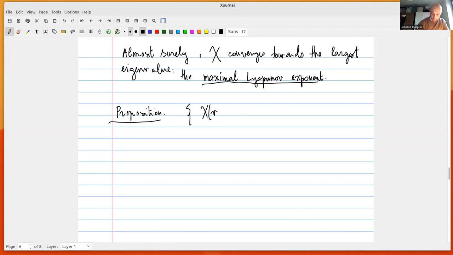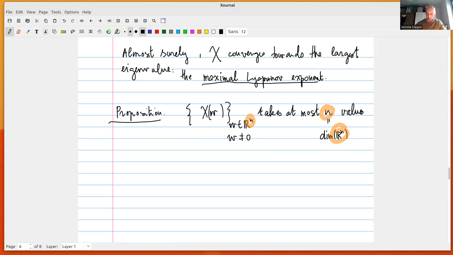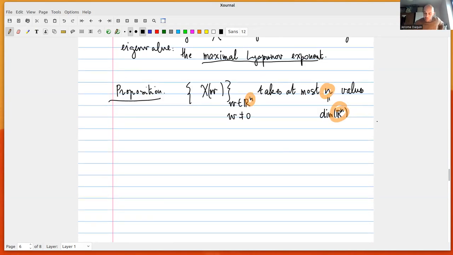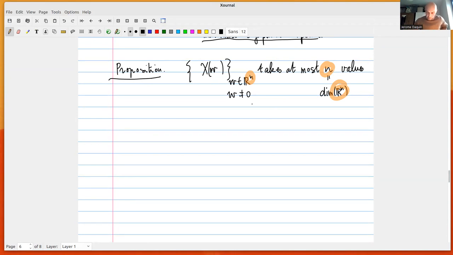The spectrum of the Lyapunov exponents for an initial tangent vector W in R to the power n, with W not equal to zero, takes at most n values, where n is the dimension of the space. This is a general fact. This discrete aspect of the Lyapunov spectrum is a general fact. It's not because we started with a linear system.